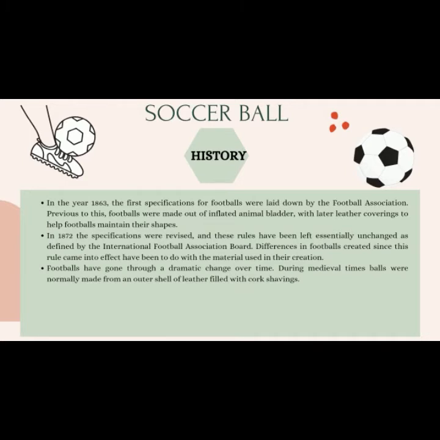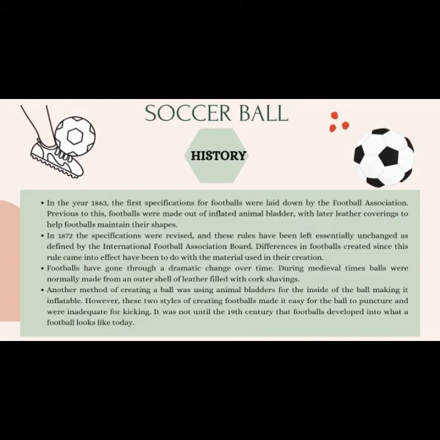Footballs have gone through a dramatic change over time. During medieval times, balls were normally made from an outer shell of leather filled with cork shavings. Another method of creating a ball was using animal bladders for the inside of the ball, making it inflatable. However, these two styles of creating footballs made it easy for the ball to puncture and were inadequate for kicking. It was not until the 19th century that footballs developed into what a football looks like today.